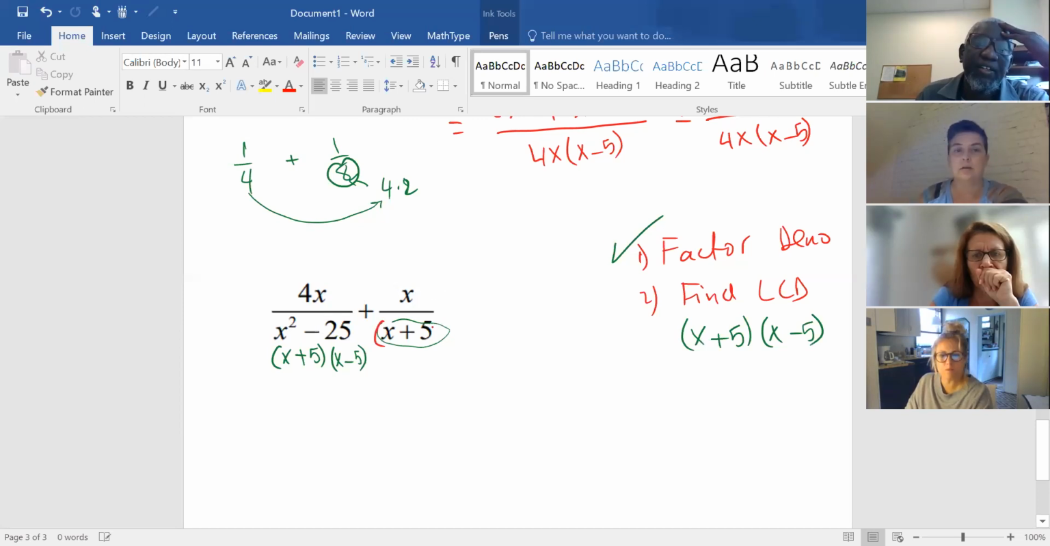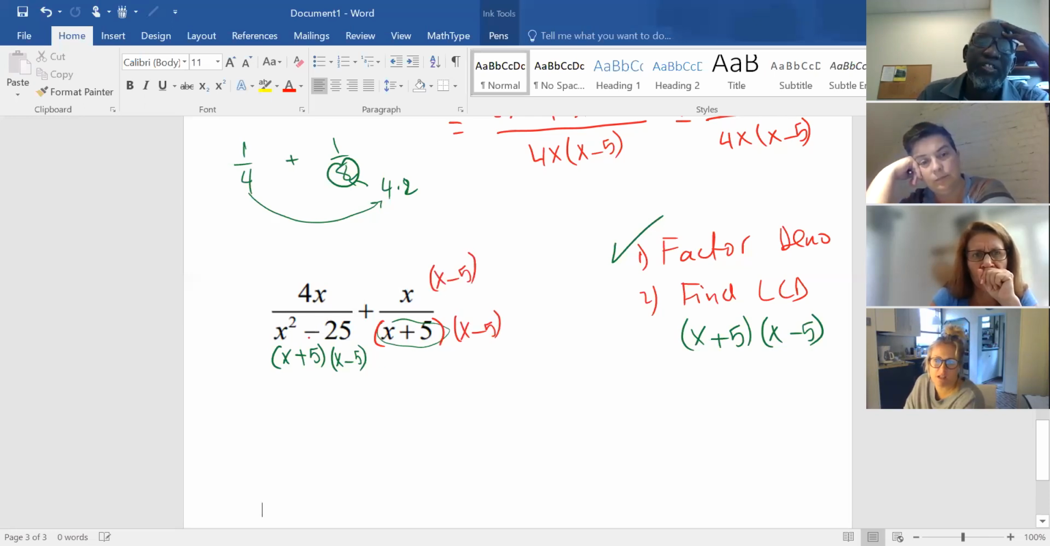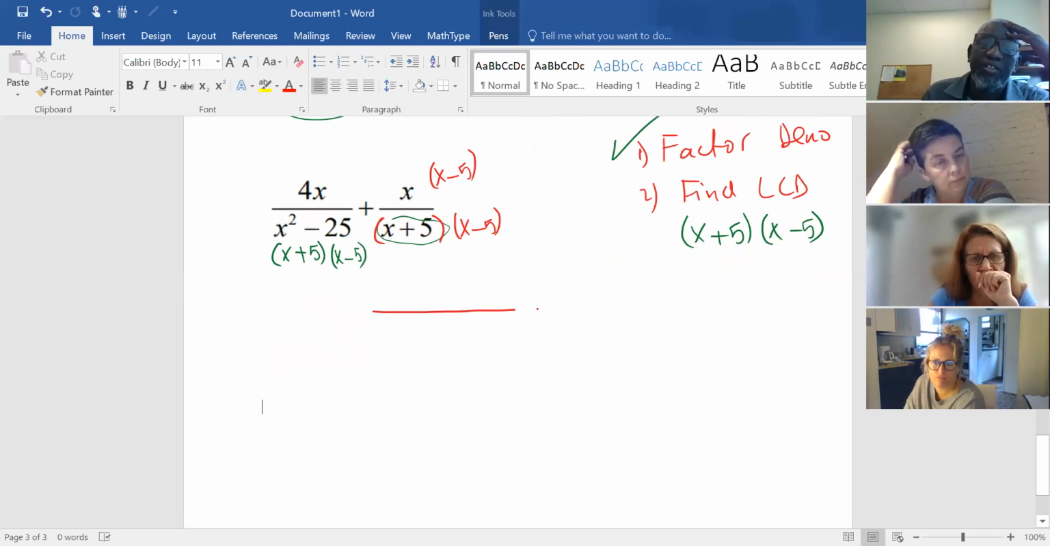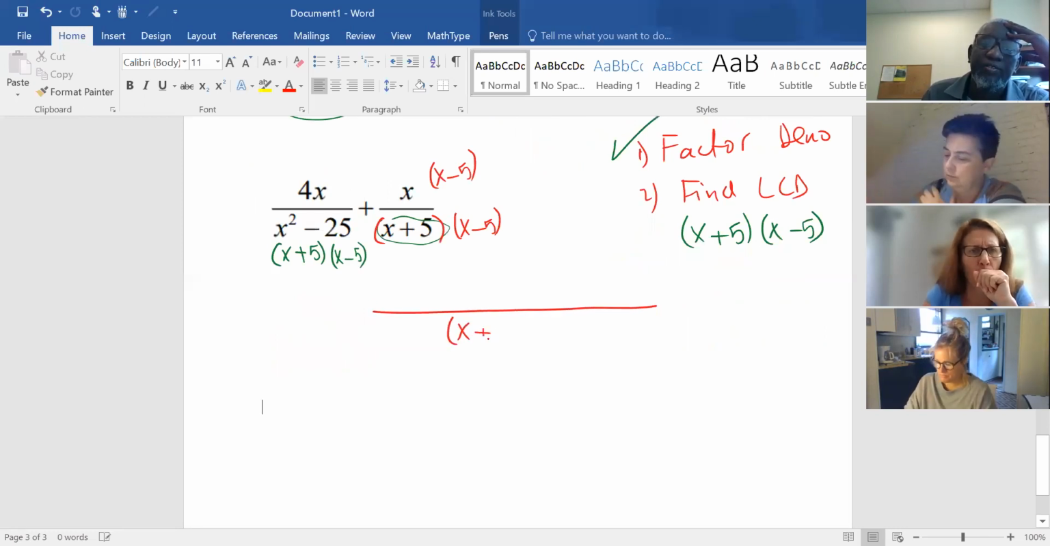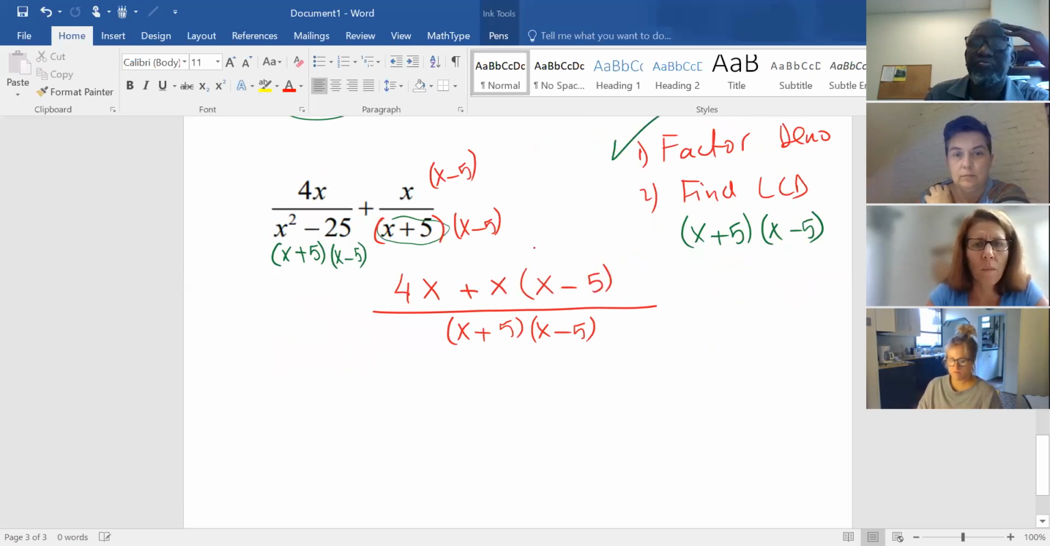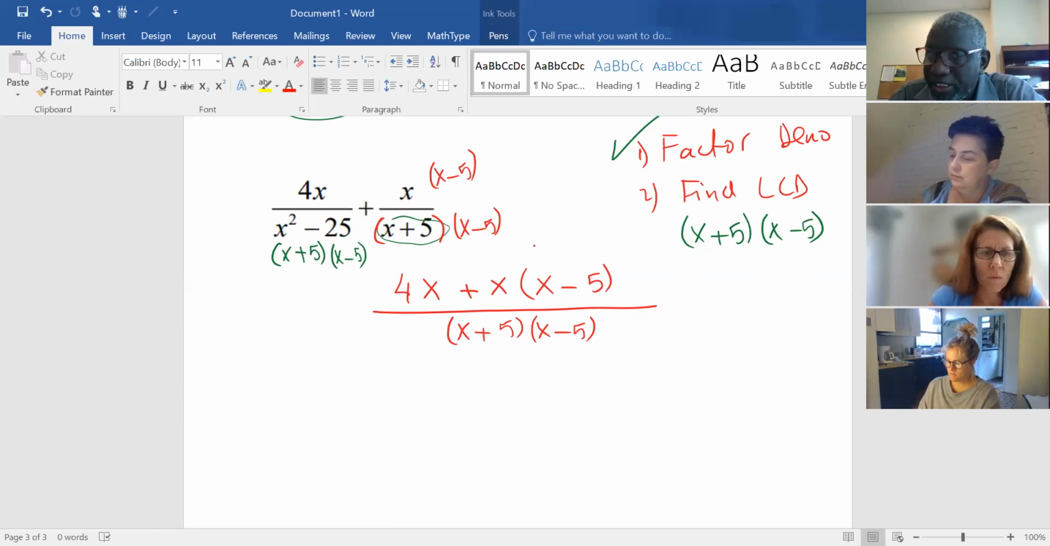You have to multiply here by x minus 5. Thank you. You see, this one we don't change because it has already the LCD. The other one we do change. So it's going to be x plus 5, x minus 5, and here 4x plus x times x minus 5. Okay? That is the goal we have to reach here.